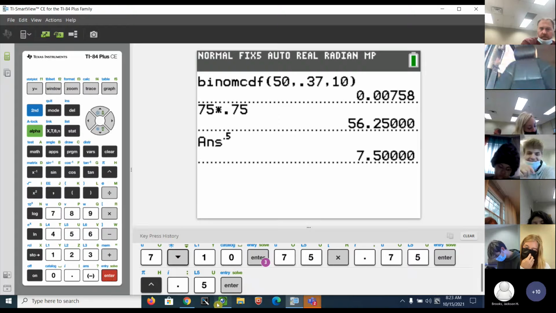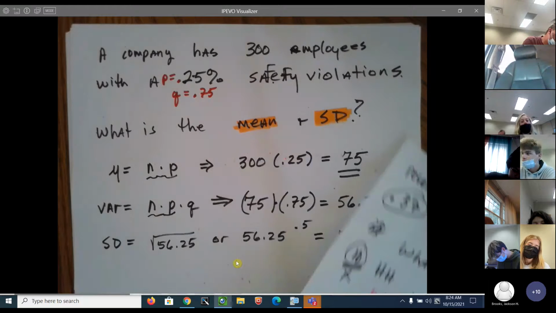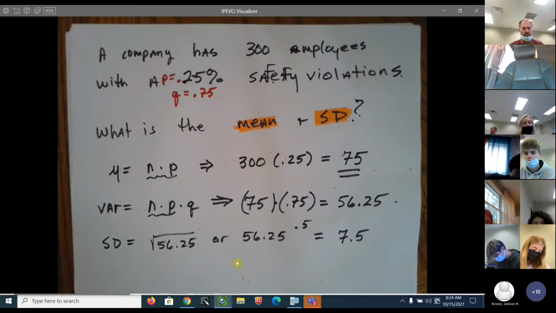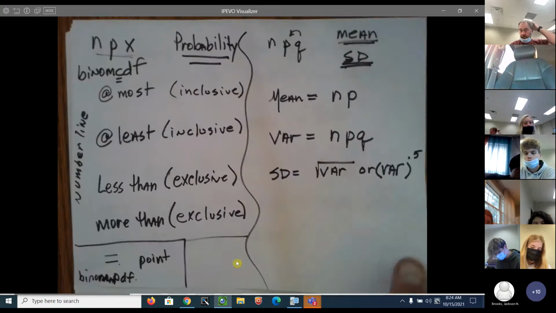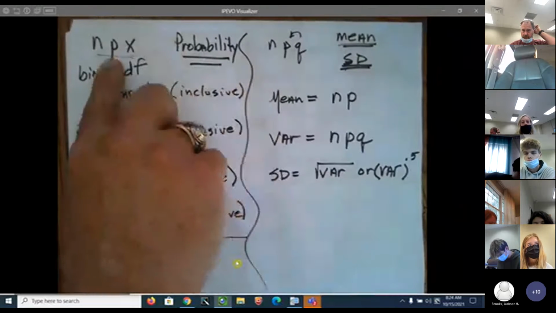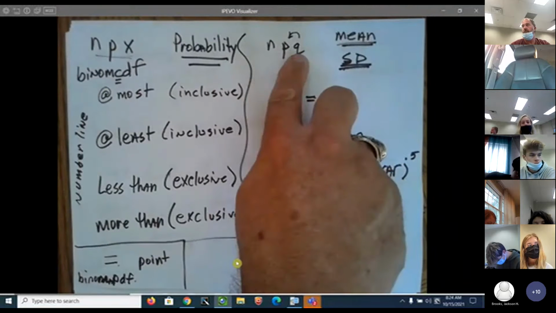And that's how you do the two types of problems in 6.2. That's where we left off last time we met, Wednesday. Just as a go-over, in 6.2 you have two types of problems: probability, NPX, and mean and standard deviation, NPQ.